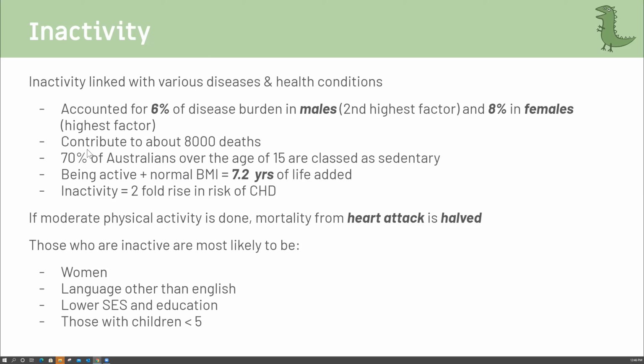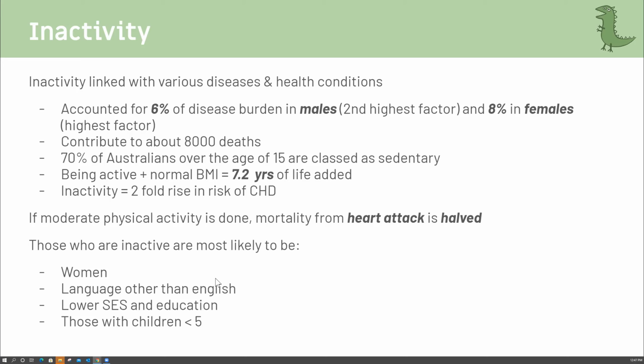Yep, okay, so we'll be talking about exercise. So firstly, what happens if you don't exercise? Well, there's a link to various diseases and health conditions. These are the main ones, I think. First of all, it accounts for 6% of disease burden in males and 8% in females, and contributes to about 8,000 deaths per year. And 70% of Australians over the age of 15 are classed as sedentary, and that is most likely linked to the fact that we have a different lifestyle now. So it's not necessarily because of genetics or anything. It's just that we're inactive in general.